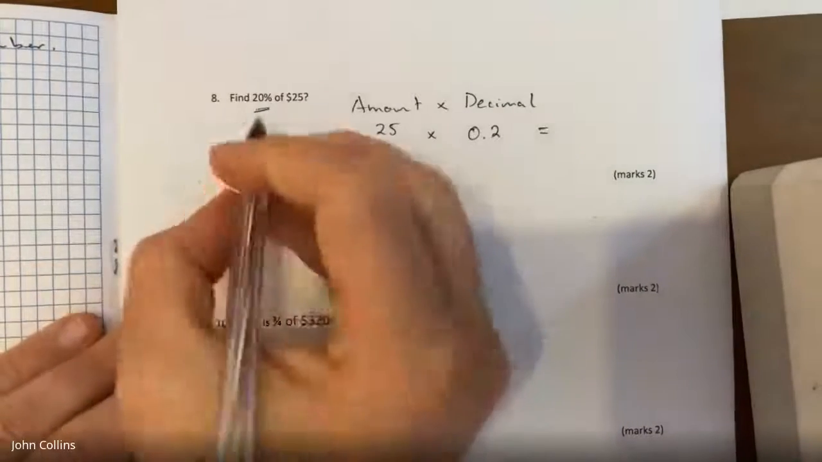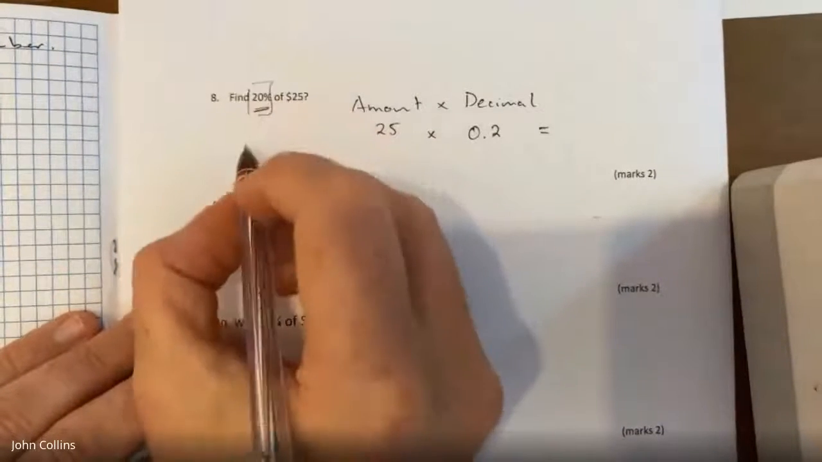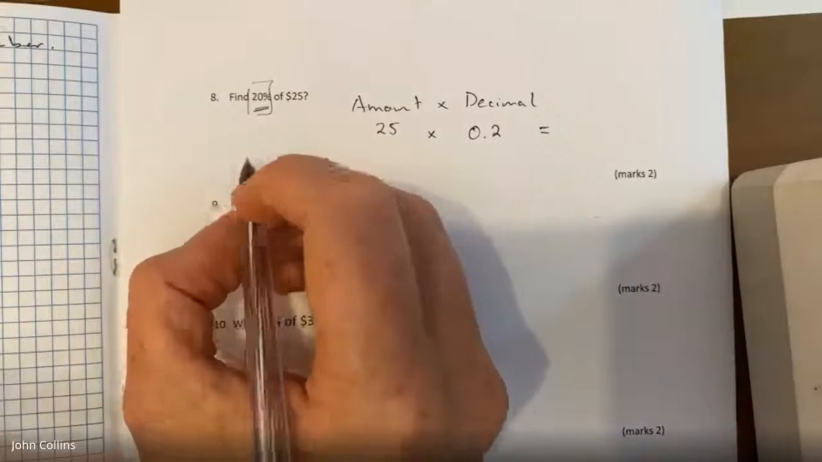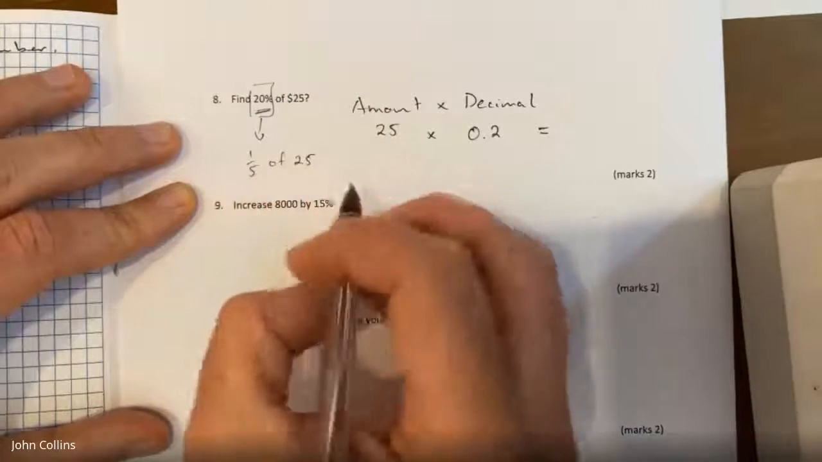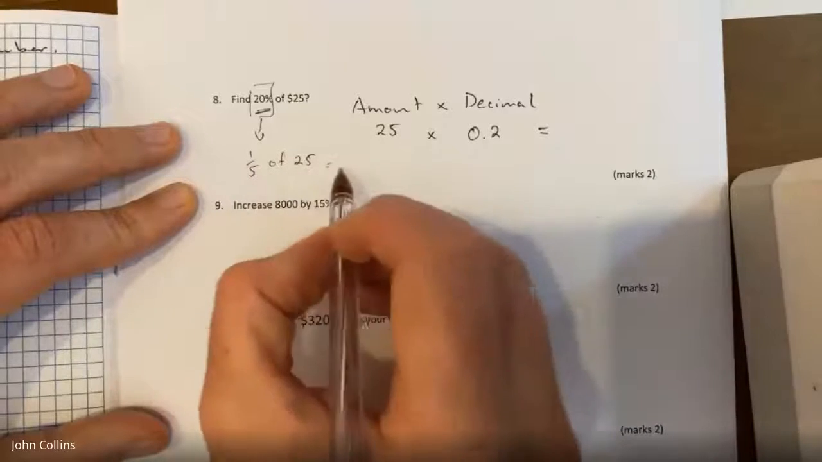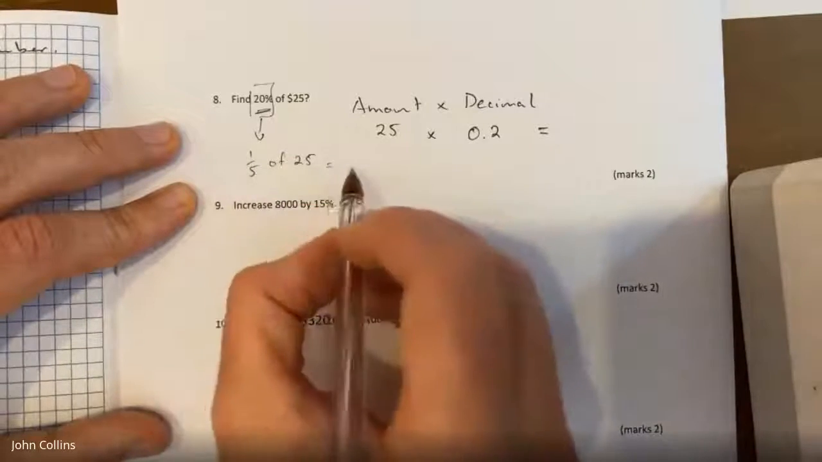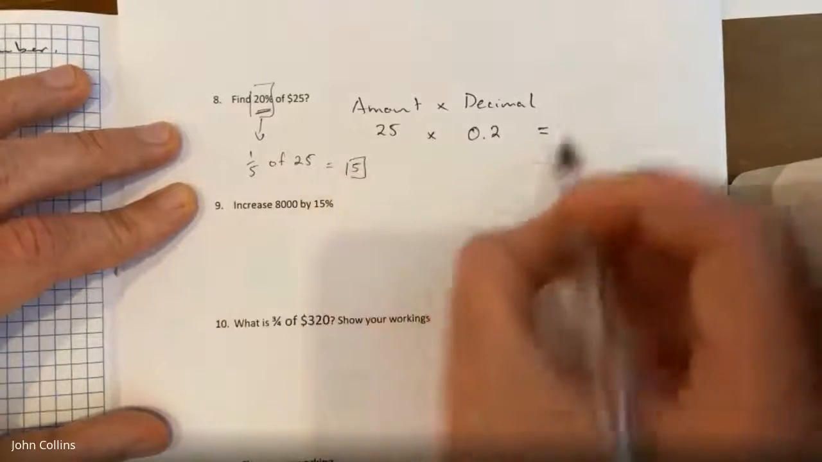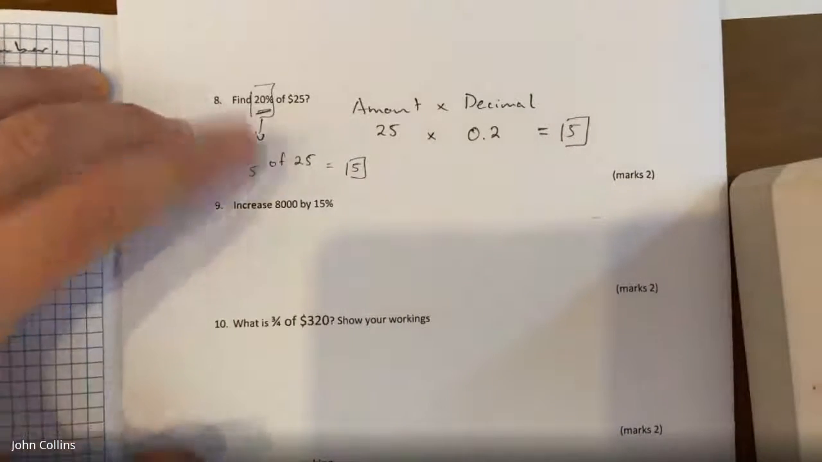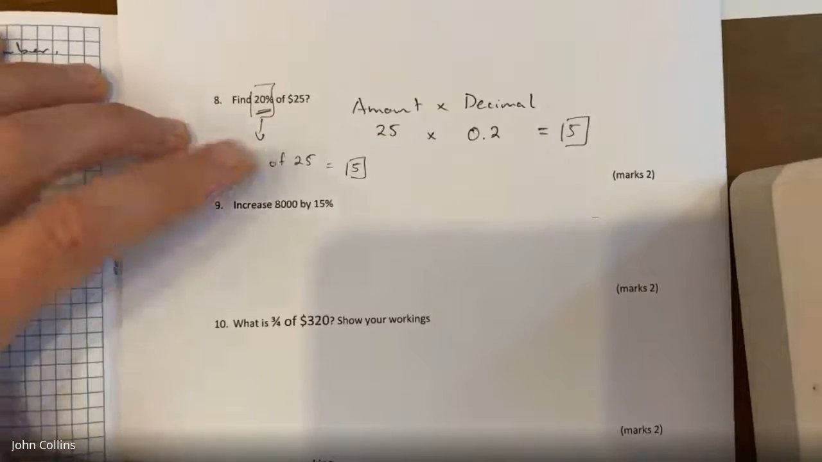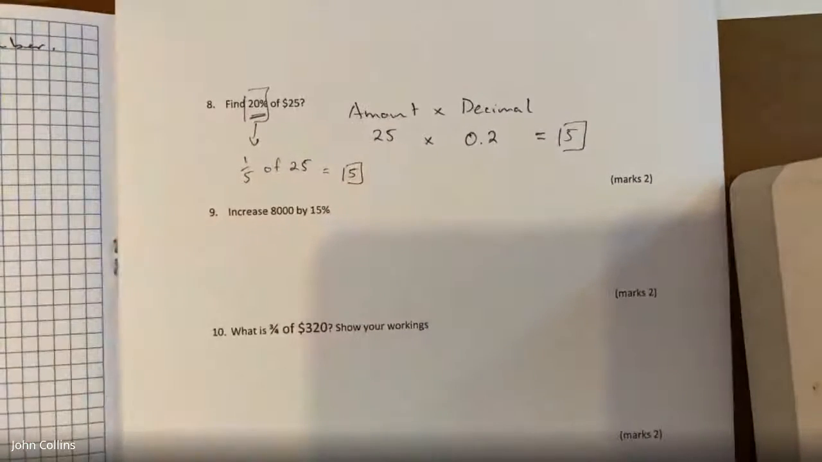If you're not sure, well, you can always convert this to a fraction. So 20% is 1/5. And 1/5 of 25, well, to get a fraction of an amount, just divide by 5 to get 1/5 of something, and that'd be 5. Or you could do it this way, and that'd be 5. Either way is fine. So this way you could have done it without a calculator, but if you wanted, you can always do it that way.